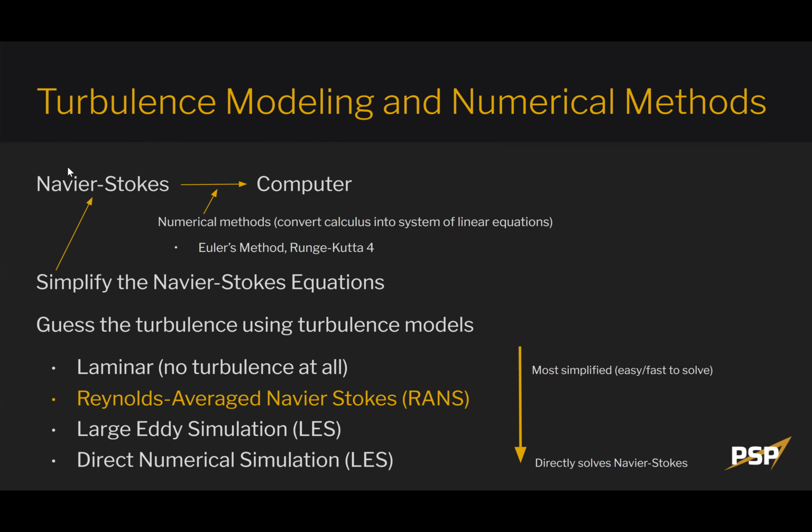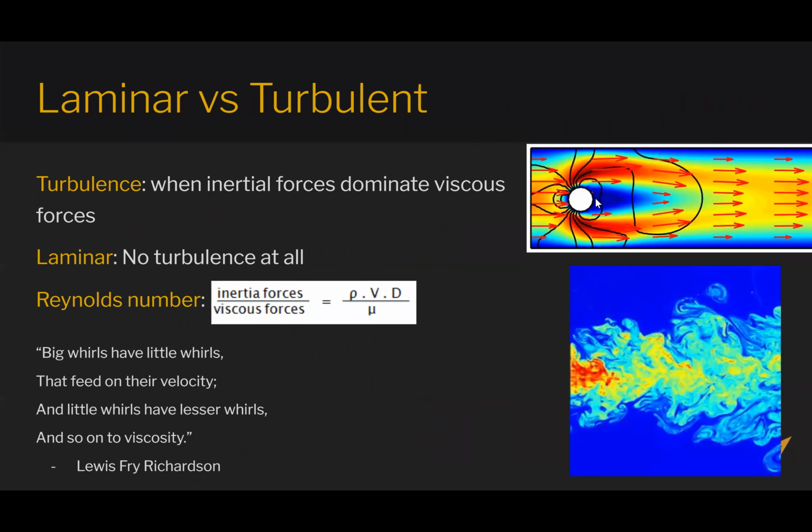So first thing we need to do is simplify the Navier-Stokes equations. And we can do that by using turbulence models. And I'll describe kind of how these change what you're solving for in the next slide. But you simplify Navier-Stokes by either doing no turbulence at all, so you just assume that the flow is completely uniform like this.